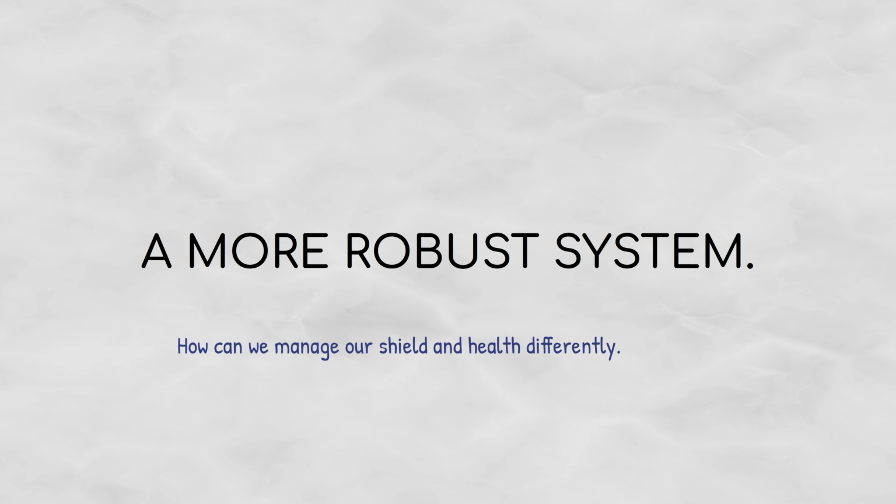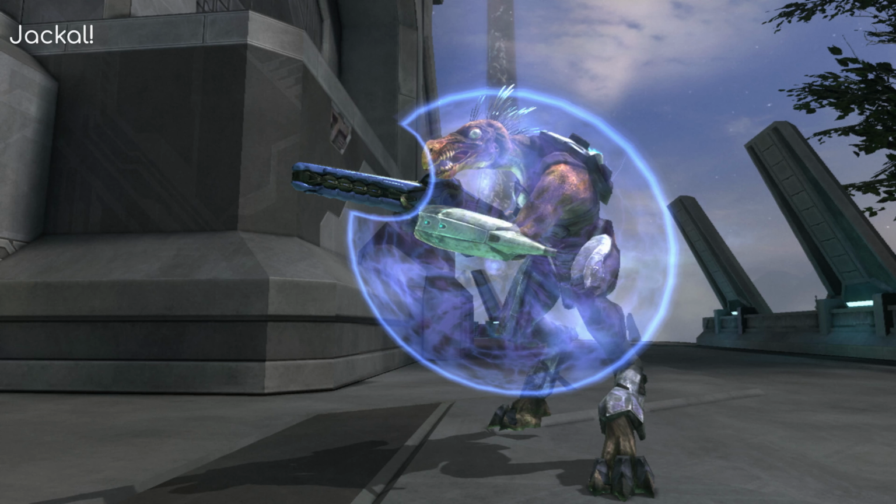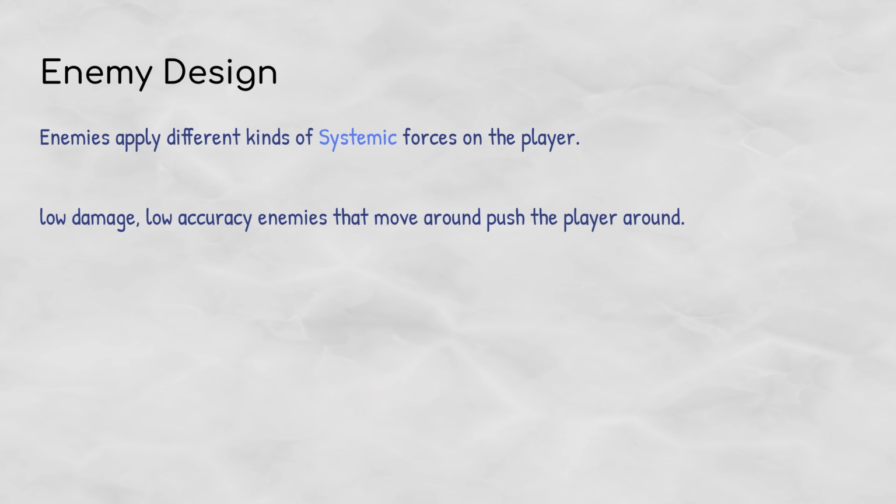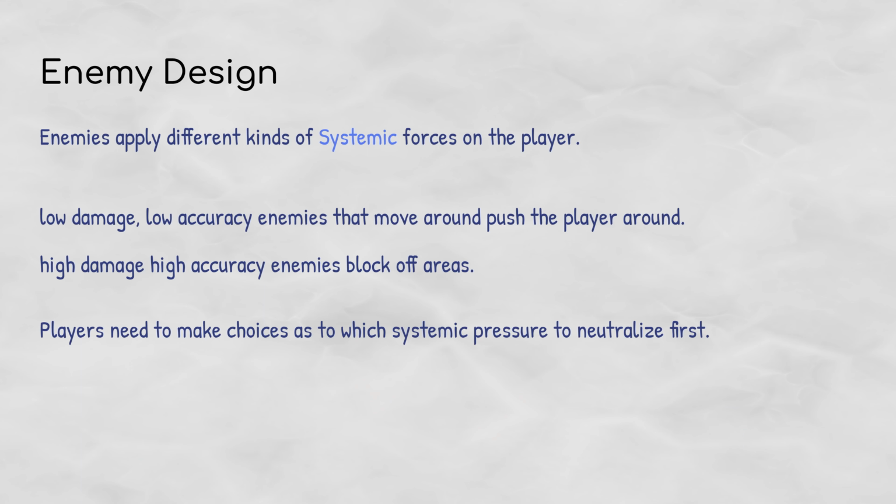But Halo is a more robust system, and we can't just take the resource, we have to also take the systemic pressures on that resource. As an example, Halo has these guys, our jackals. With our enemy design, different enemies apply different kinds of systemic forces on players. Low damage enemies with low accuracy push the player around the arena, while high damage enemies and high accuracy just block off areas entirely. And players need to make choices as to which systemic pressures to neutralize first.